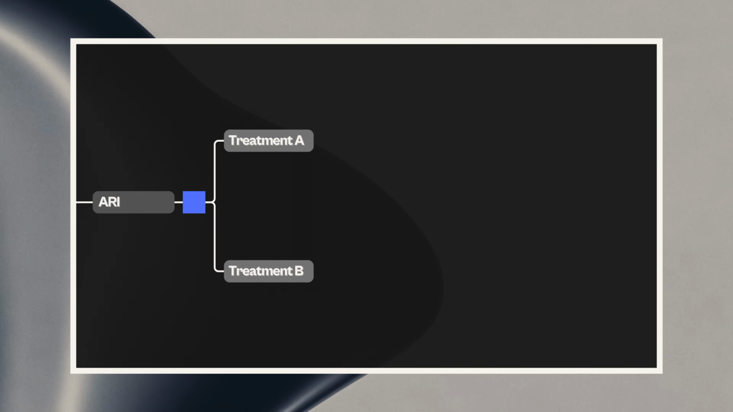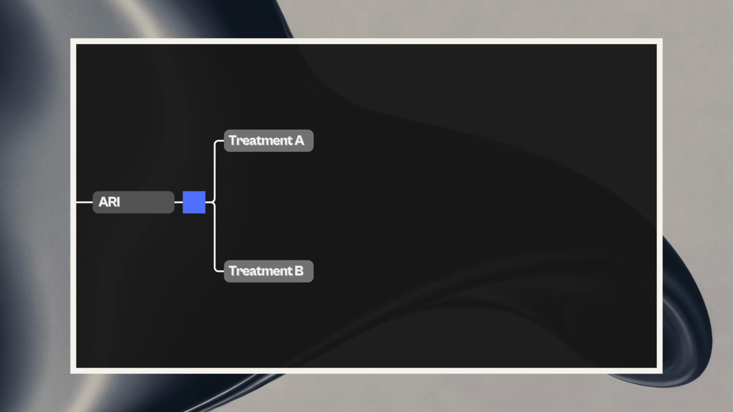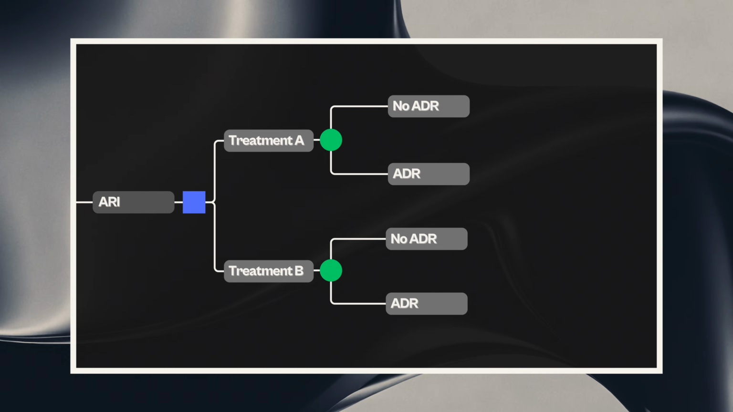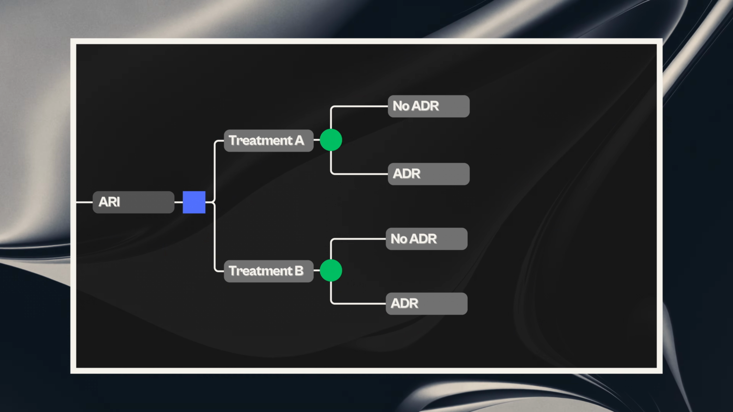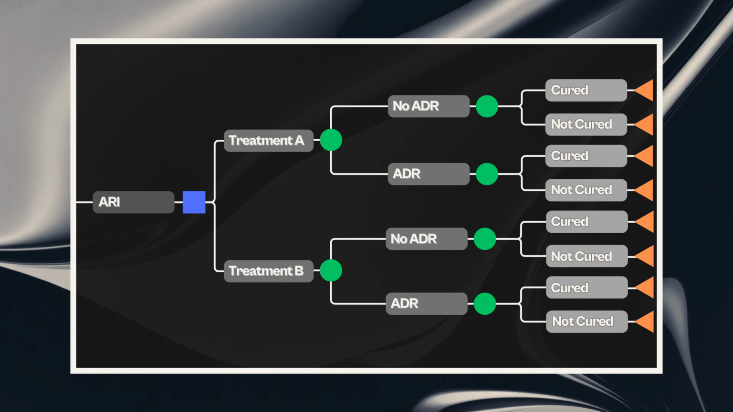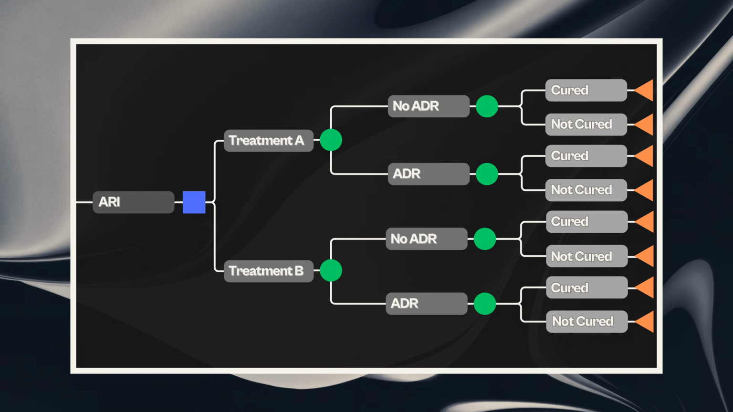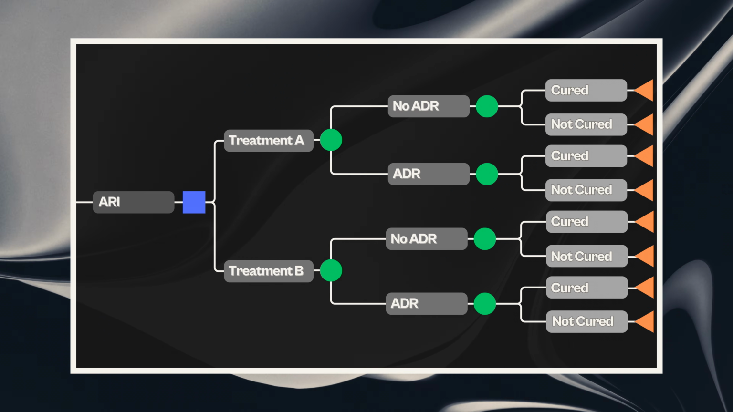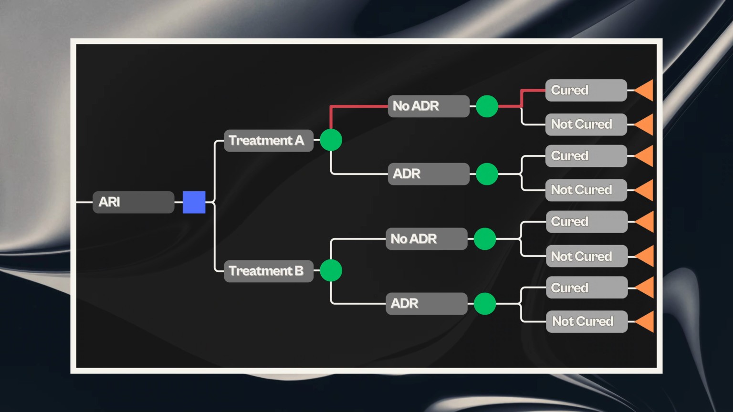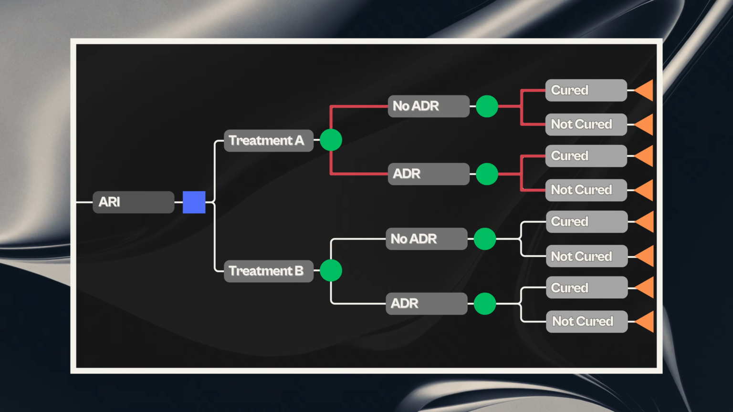At the root, we have a decision node, represented by the blue square. Should we use treatment A or treatment B? From each treatment, we branch into two chance nodes, representing whether the patient experiences an adverse drug reaction or not. And from each of those branches, we have another chance node representing whether the patient is cured or not. This gives us four possible pathways for each treatment: no ADR and cured, no ADR and not cured, ADR and cured, and ADR and not cured.